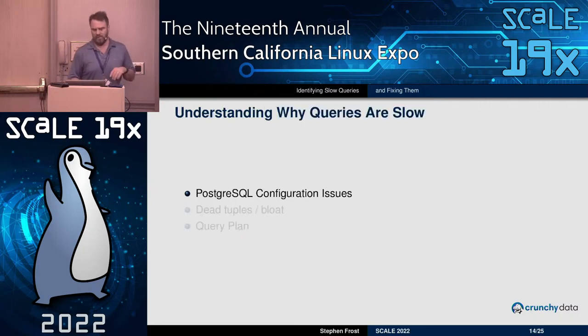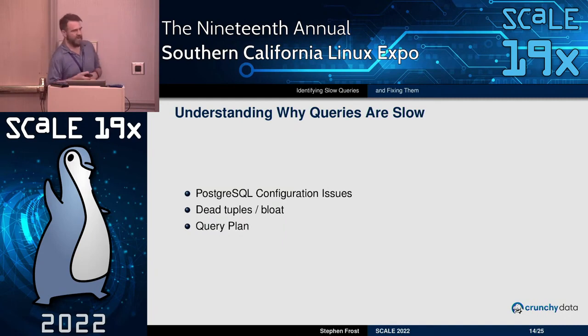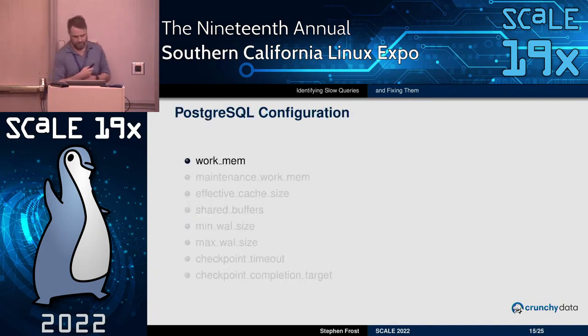So let me just talk a little bit about understanding some of the different reasons why queries end up being slow. Postgres configuration issues, of course. Dead tuples and bloat can lead to queries being slower, but it's not actually very typical. Many times it's the query plan at the end of the day that ends up being slow. So let's talk through some of these things.